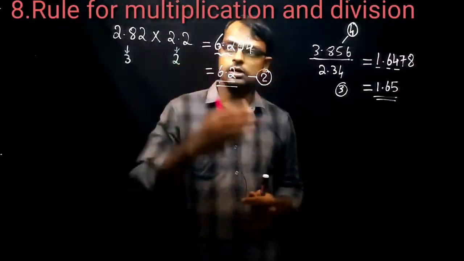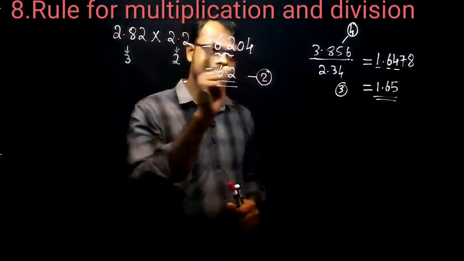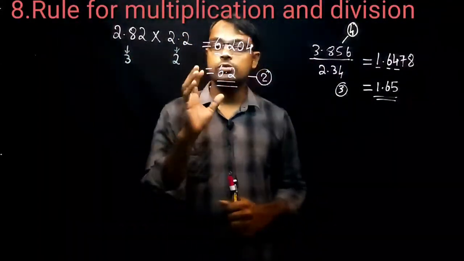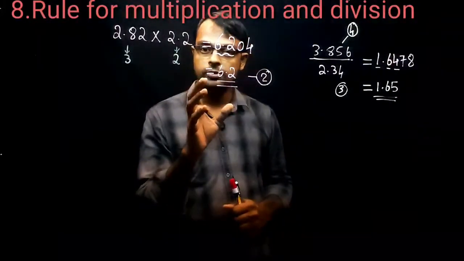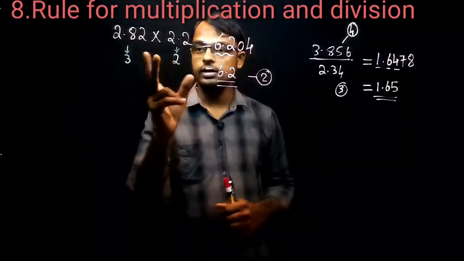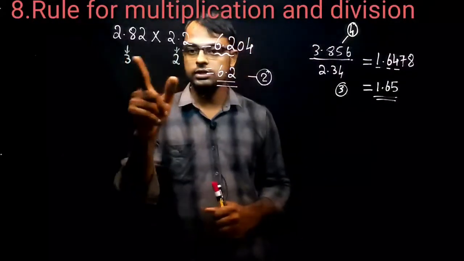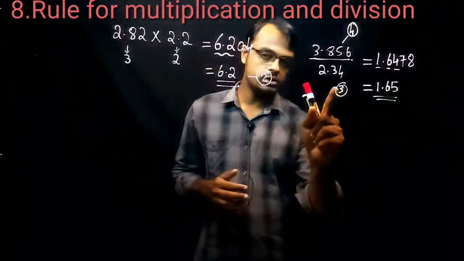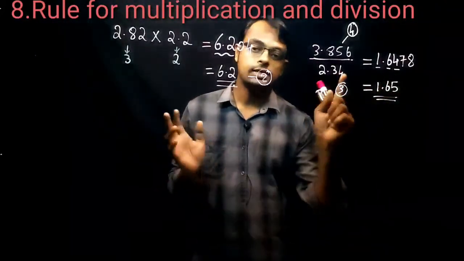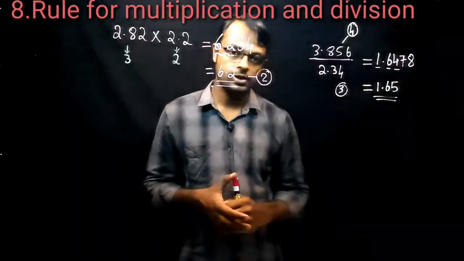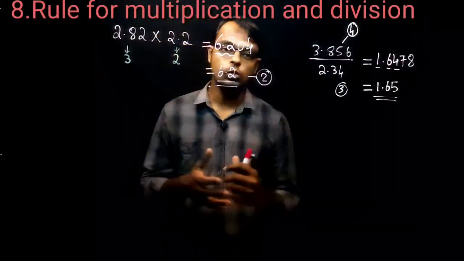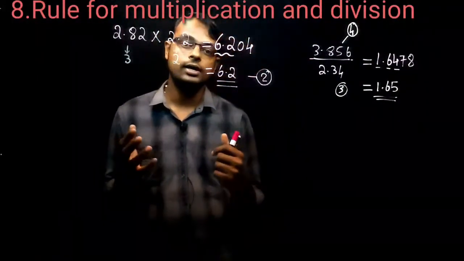So once again, let me conclude here. Multiplication as well as division. In the final answer, the number of significant figures must be what? The least number of significant figures in the given numbers. So in the first case, 2. So the answer must be what? 2 significant figures. In this case, the least one is 3. So in your answer, only 3 significant figures are there. Clear? And now let's move to the last rule, that is addition and subtraction.